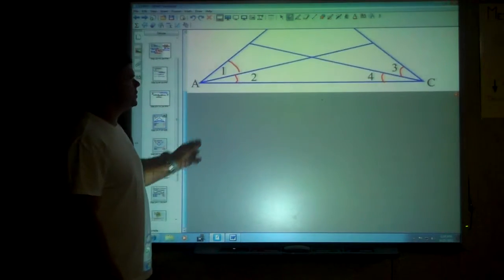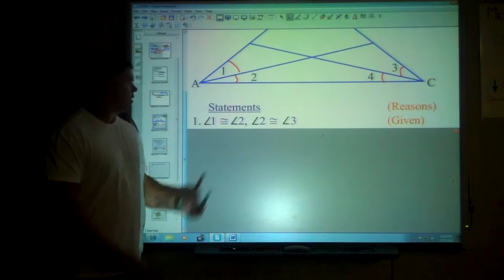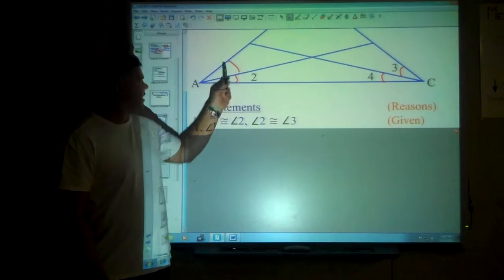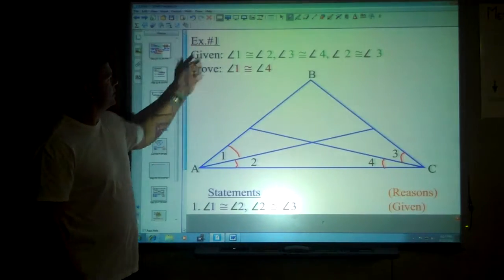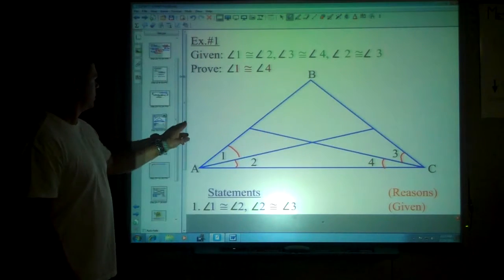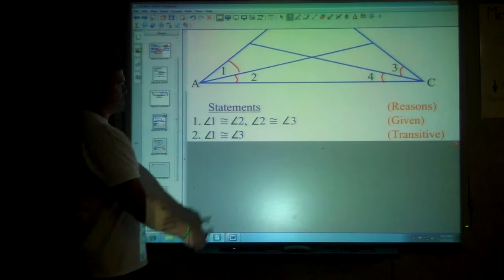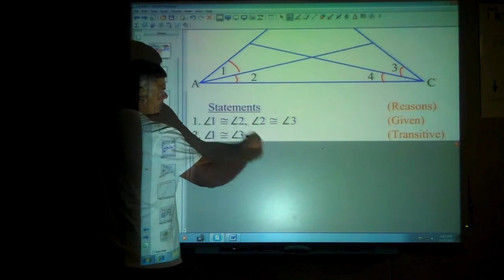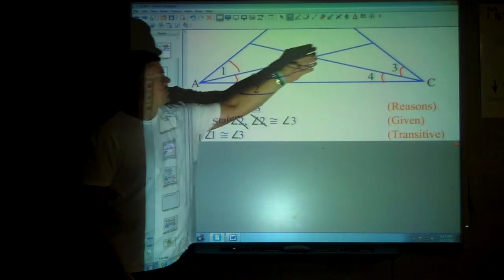Okay, statements and reasons, two-column proof. First statement, given information: angle 1 is the same as angle 2, and angle 2 is the same as angle 3. I got that because it's right here. Angle 1 is the same as 2, and 2 is the same as 3. Given information. We also know that by the transitive property, we would be able to cut these two out and say angle 1 is the same as angle 3. So 1 is the same as 3 over there.